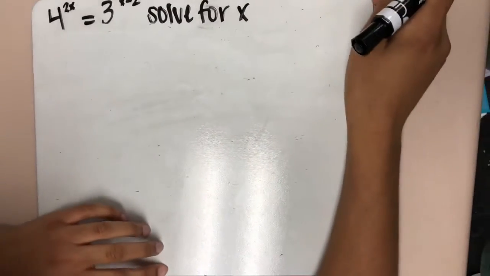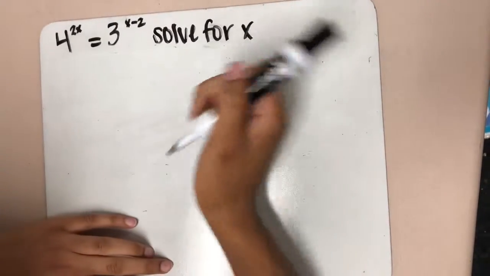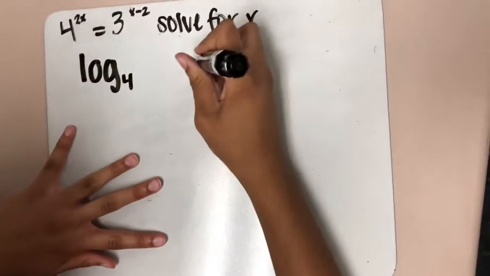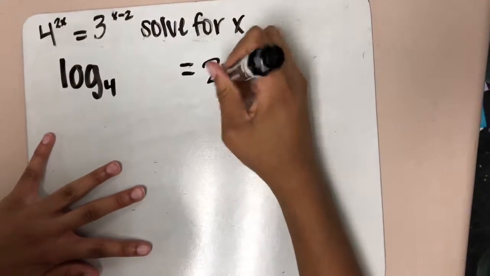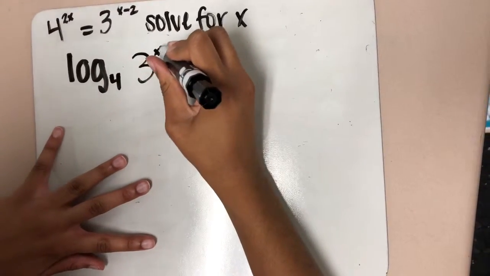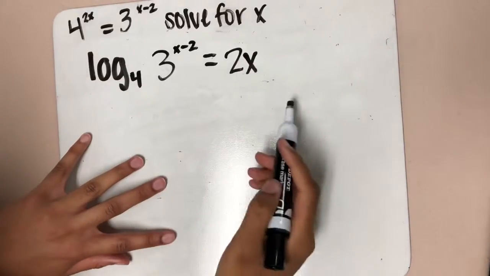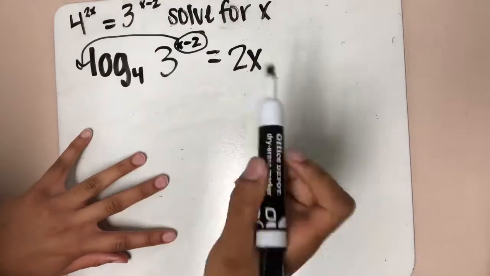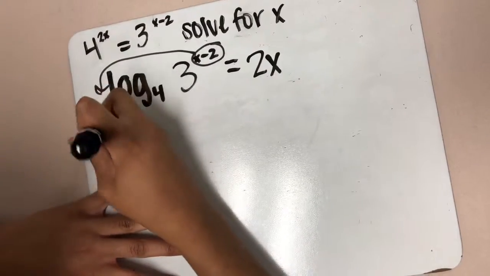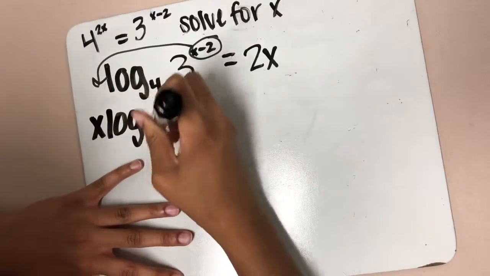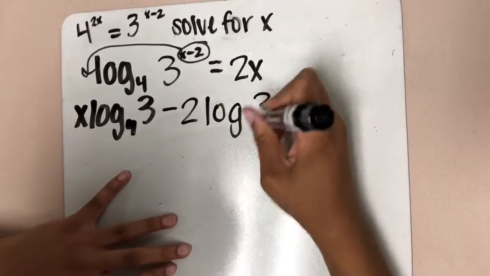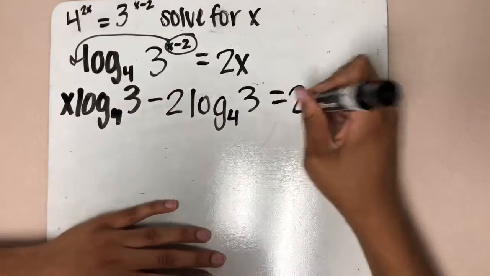Okay, so another way to do this problem is by choosing the base of 4. So here you're going to do the same thing, log base of 4, and then leave some space and put the exponent on the other side of the equal sign. Then you're going to move the other base, 3, to the x minus 2, and that's how you start. And then you move the exponent to the front, and since there are two terms, you have to distribute it. So x log of 3 base 4 minus 2 log of 3 base 4 equals 2x.